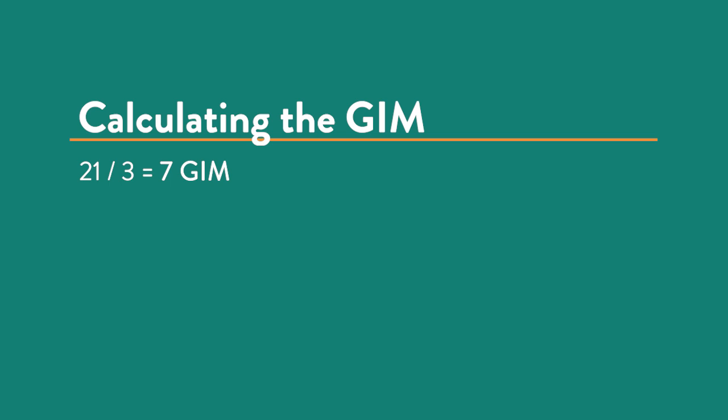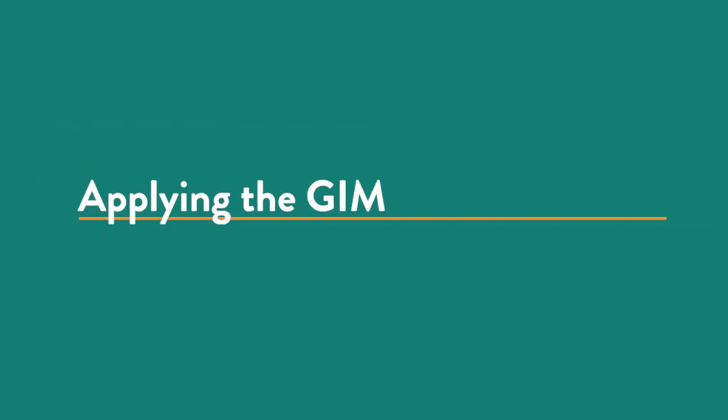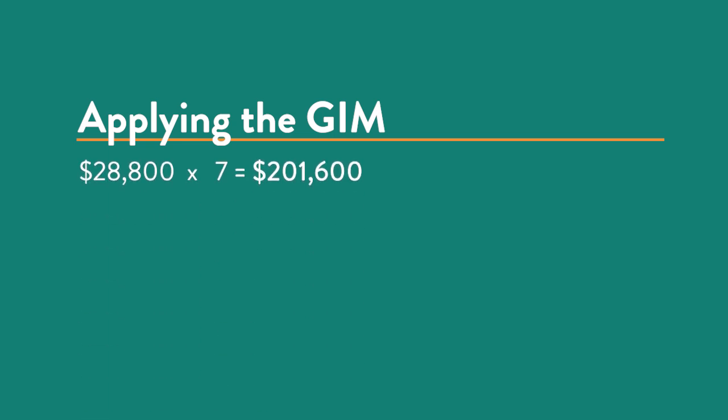Now the question here is, what is the value of the duplex? Well, if the rent for the duplex is $28,800 and the multiplier occurring in the area is 7, if we just simply multiply these two numbers together, we'll get a good idea of what this property should sell for. 7 is the GIM times $28,800 equals $201,600 for an estimate of the value of that property.